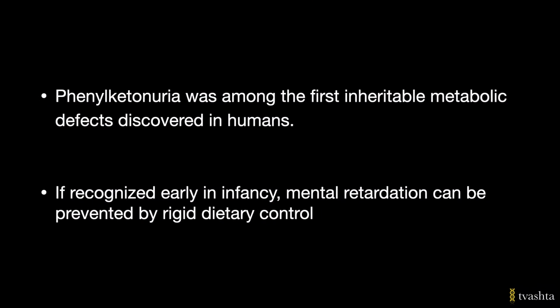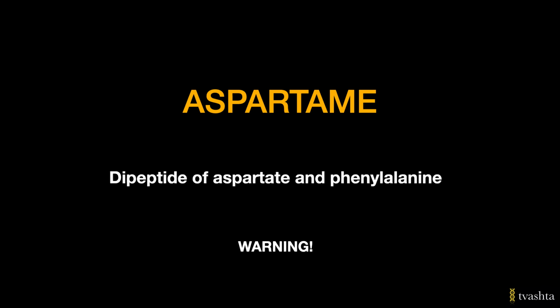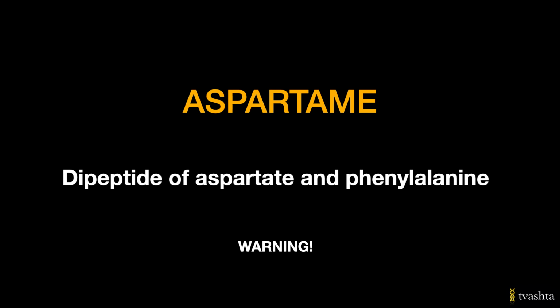Some important points to be kept in mind are that phenylketonuria was among the first inheritable metabolic defects discovered in humans. And when this condition is recognized early in infancy, mental retardation can be prevented by rigid dietary control. This is the reason why foods sweetened with the artificial sweetener aspartame bear warnings addressed to individuals on phenylalanine controlled diets, because aspartame is a dipeptide of aspartate and phenylalanine.